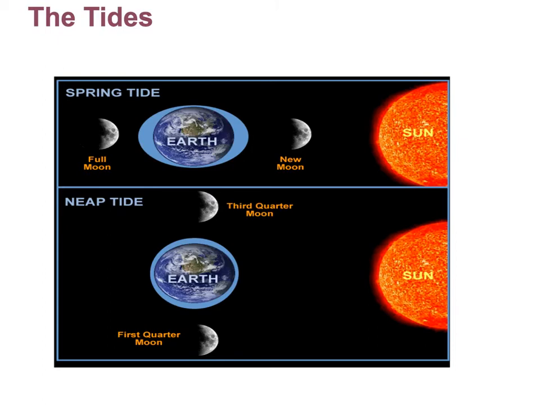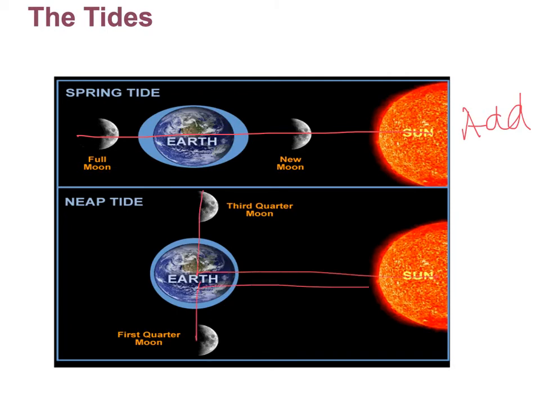So here you can see that in a new and a full moon, you get a straight line between the sun, the moon, and the Earth. So the gravitational forces are added up when you have a spring tide. So here they're added. So here you have right angles, whether it be a third quarter or whether it be a first quarter moon. Here, the gravitational forces cancel.